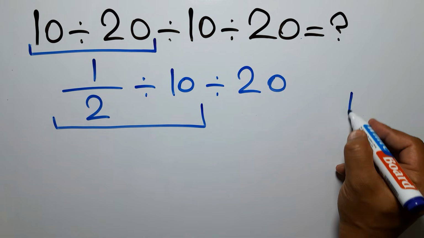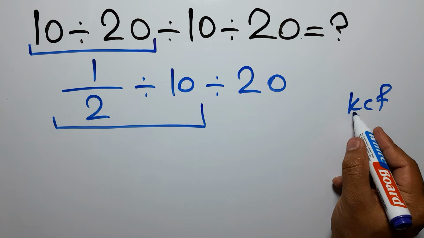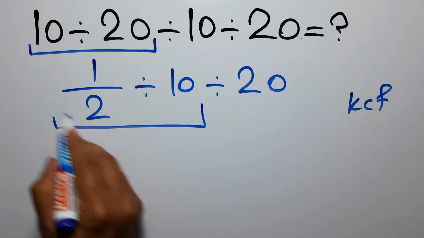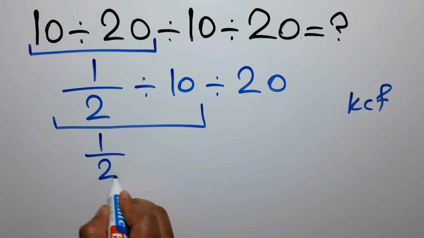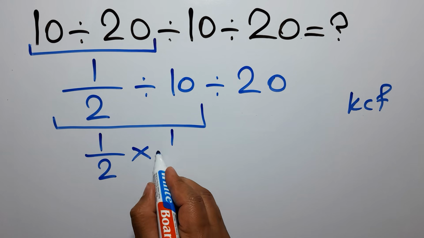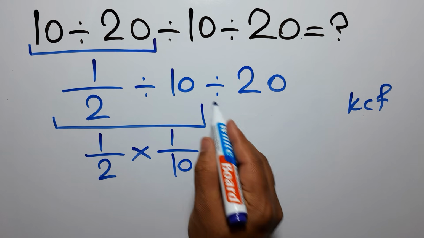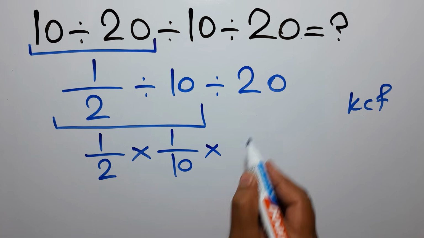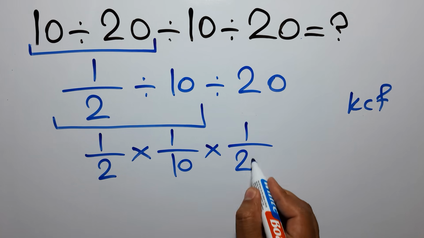According to the KCF rule, K stands for keep, C stands for change, and F stands for flip. We can write keep the first fraction, change division to multiplication, and flip the second fraction. And again here we can apply the KCF rule. Change division to multiplication and flip the second fraction.